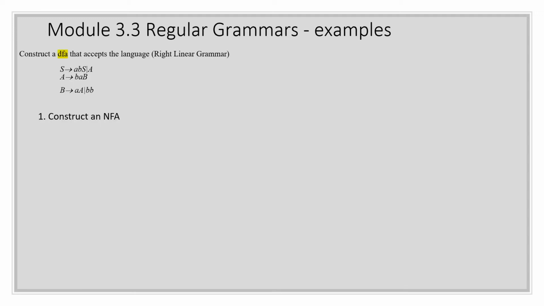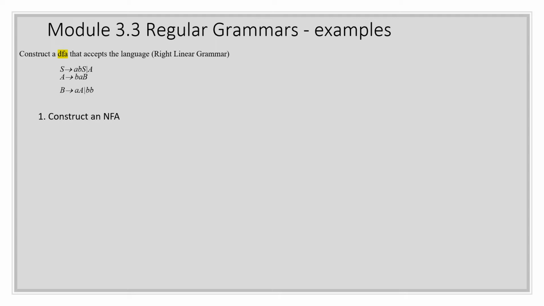So in order to construct a DFA that accepts this language, we're going to start by constructing an NFA, and then we're going to convert our NFA to a DFA. So this is more practice on first constructing an NFA from a right linear grammar, and then taking that NFA and converting it to a DFA. So this is an exercise, and let's get started.